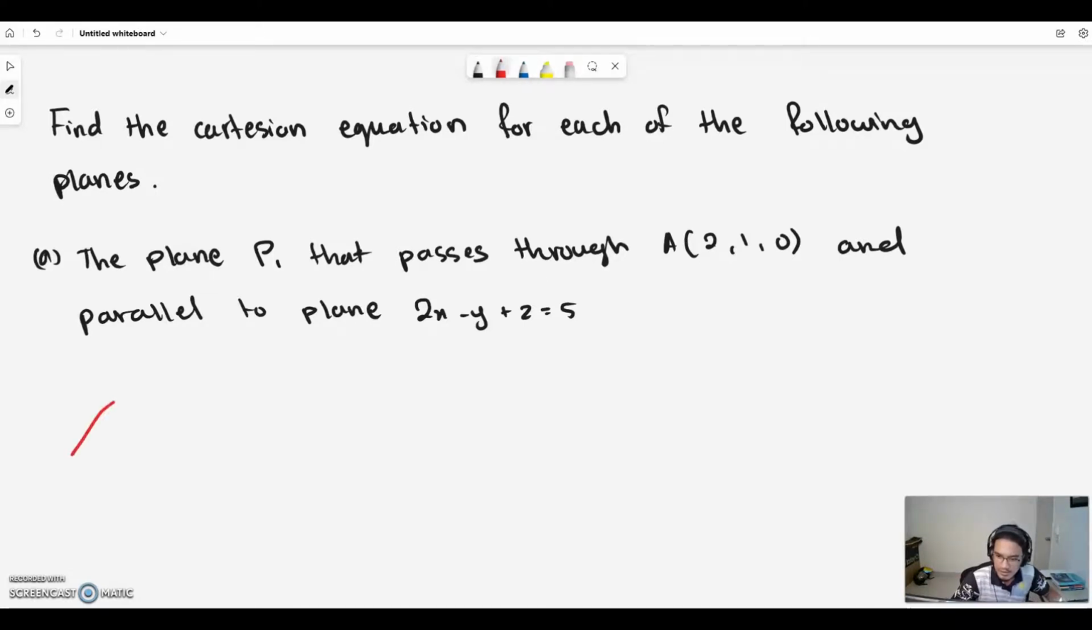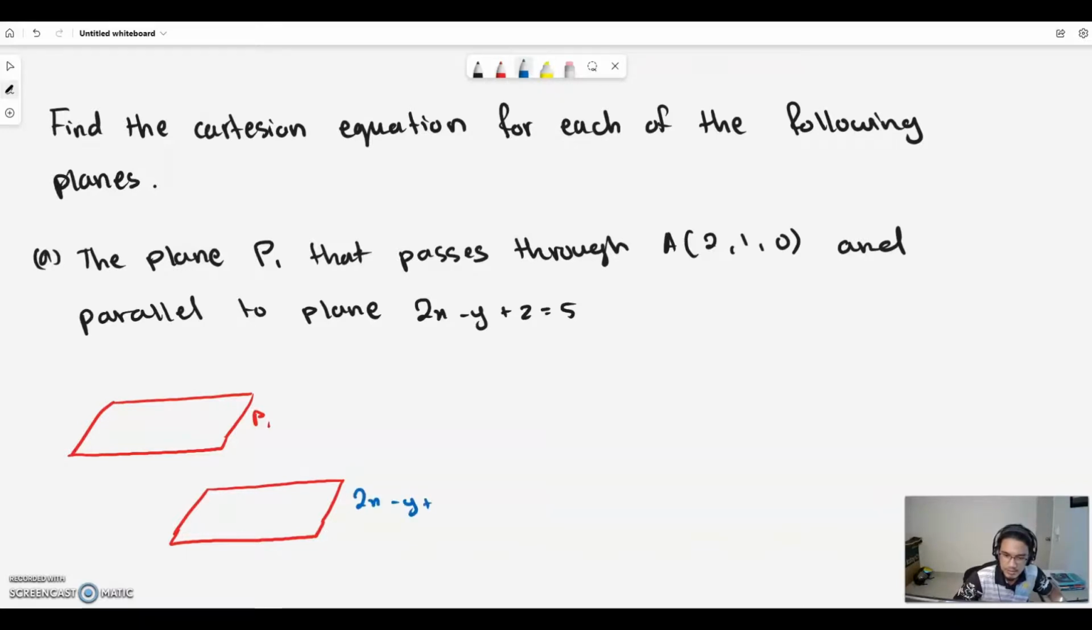By the diagram, this can be the plane P1 that we have to find its Cartesian equation, and this plane is also parallel to another plane. It might be down here or could be anywhere, it doesn't matter, as long as it is parallel. And that plane's equation is 2x minus y plus z equal to 5. And given that plane P1 is passing through point A at 2, 1 and 0.